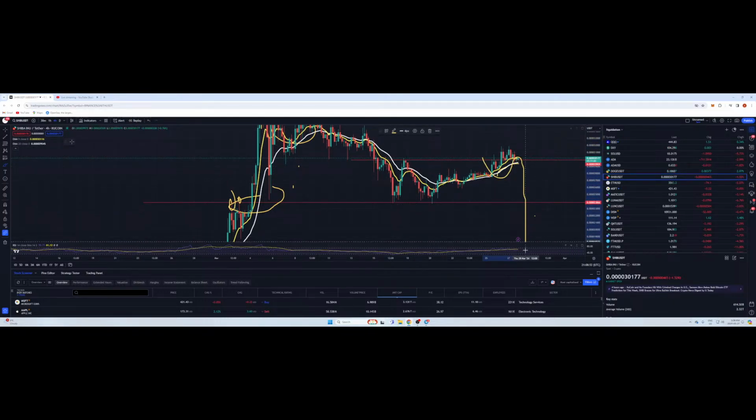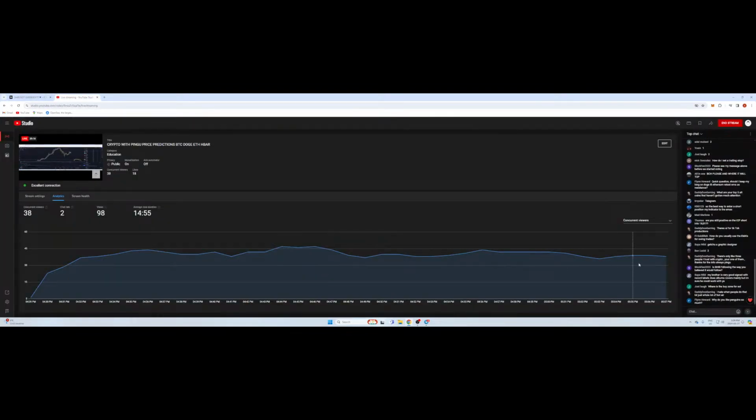Any break below this zone, though, and unfortunately, we fall right back down. So it's a crucial zone for SHIB, but I would wait for confirmations on Shiba. I'll make a video later for you guys, too.